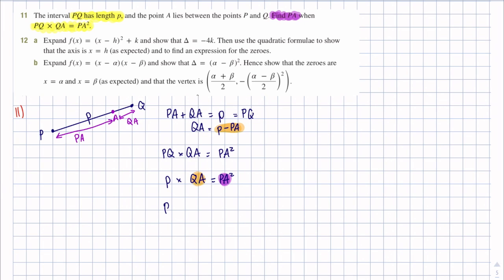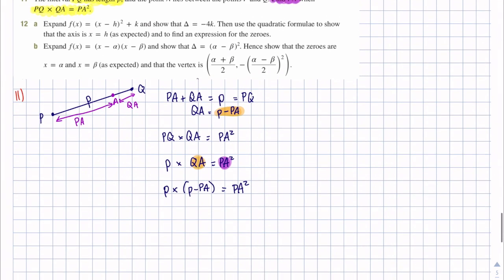I'm going to sub that in there. So I've got P times (P minus PA) equals PA squared. Okay. Trust me, it is going somewhere. Which means if I expand these brackets, so times that and times that, I'm going to get P squared minus P times PA equals PA squared. I'm going to get everything over to one side because I'm going to eventually want to use the quadratic formula. So I've got 0 equals PA squared plus P lots of PA take P squared.